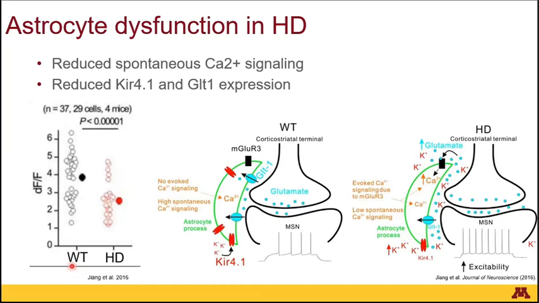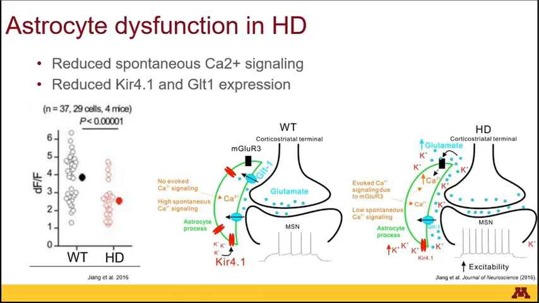To measure calcium signaling, you use a fluorescent calcium indicator, and then delta F over F is just the change in fluorescence from baseline. So you can see here that there is significantly reduced change in fluorescence in the HD mice compared to the wild types, meaning that striatal astrocytes in HD have reduced spontaneous calcium signaling. And this is thought to be due to reduced internal calcium stores.